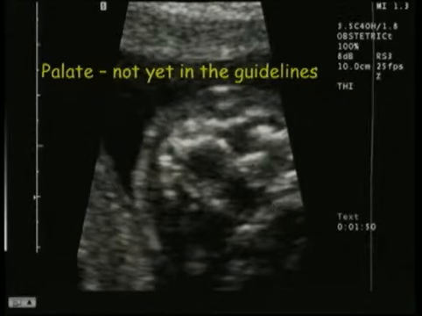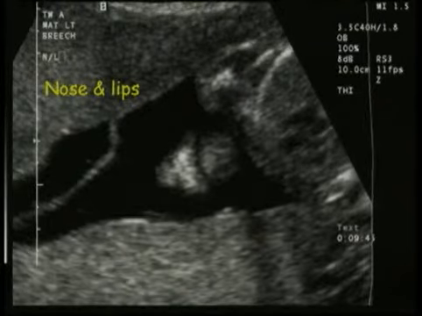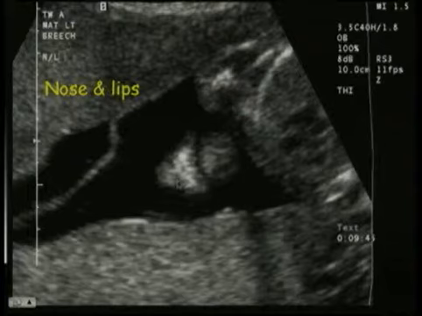The palate is not yet in the guidelines, but it is something we do at the University of California on everyone, and this is the palate with the primary palate here and the secondary palate posteriorly in the back. The lips, as we said earlier, have been added to the guidelines. This is the upper lip, and you can see the 2 nostrils right here of the nose. This would be the lower lip.